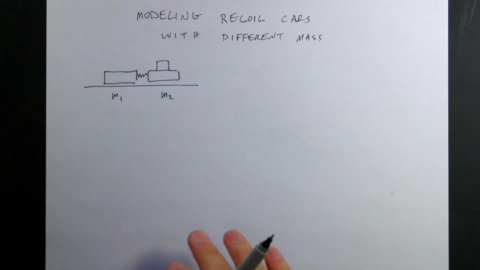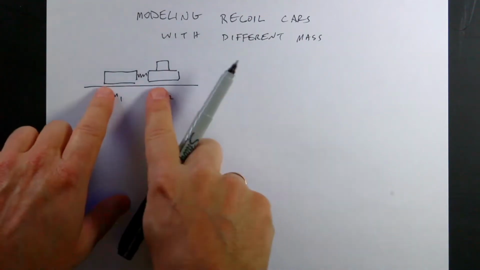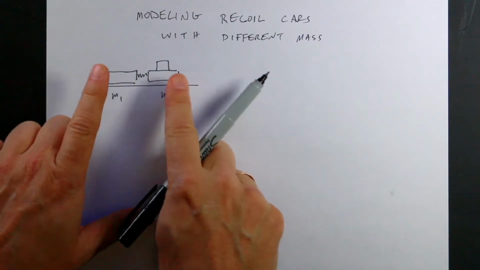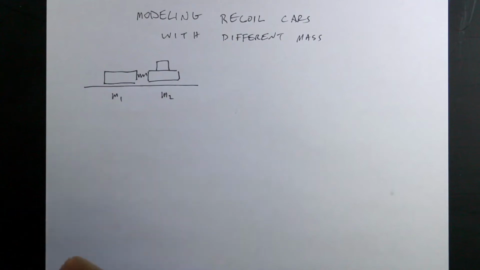Okay, there's a classic demo, and it has two cars on a track. They're compressed with a spring and then let go, but they have different masses. And I actually did this experiment for you. I have a demo. Let's see if this video works.